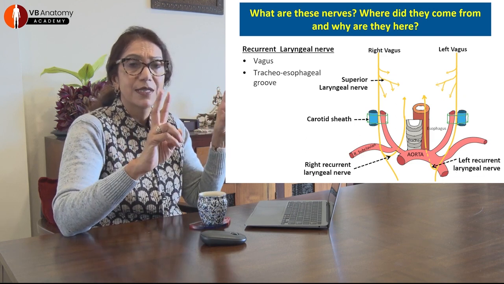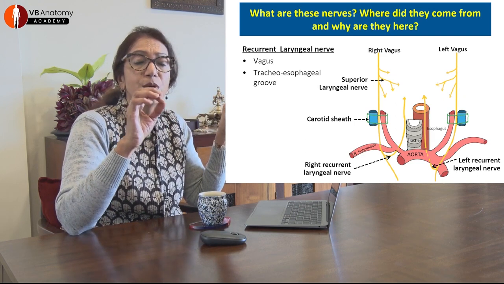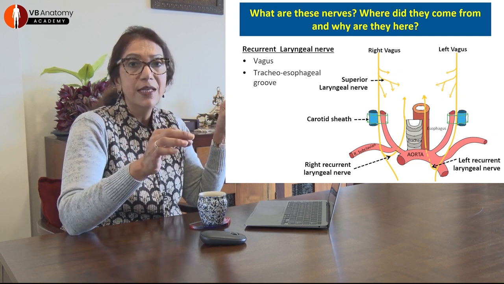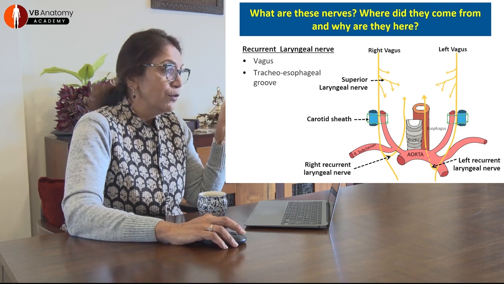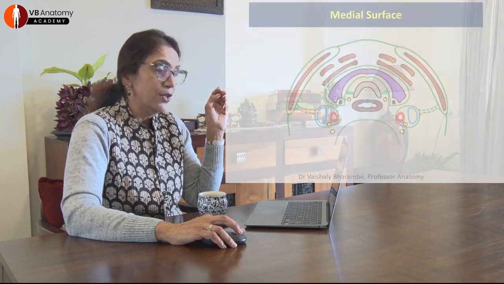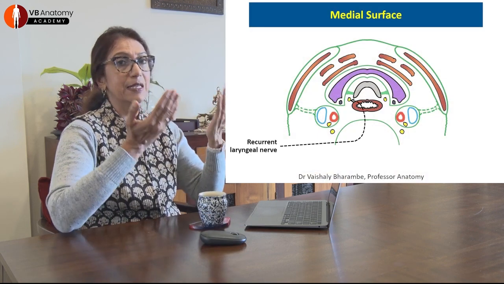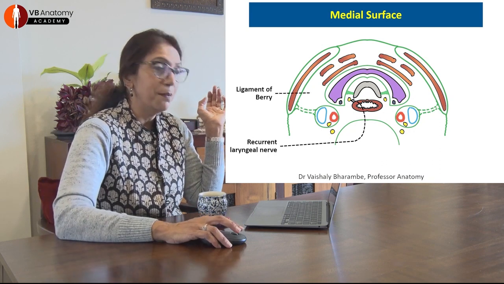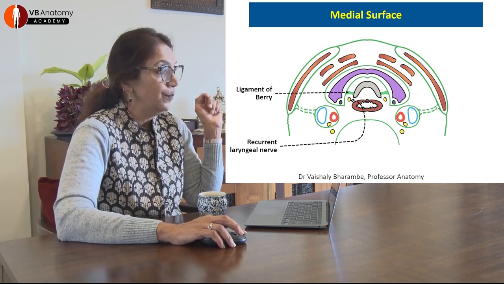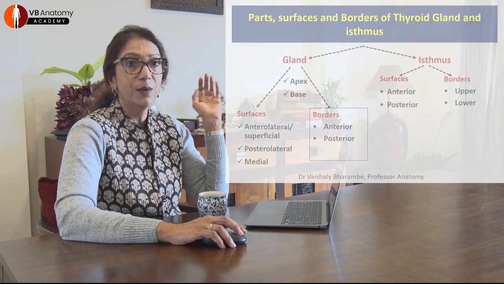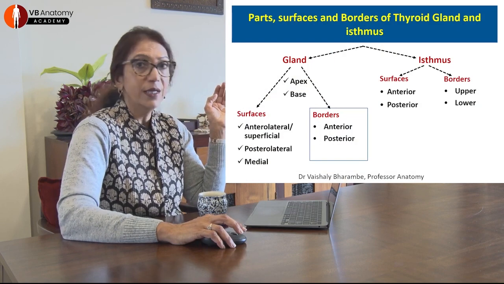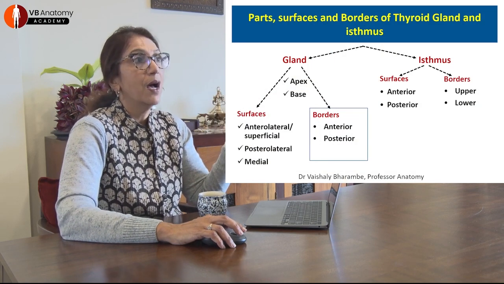So that's the difference. Both recurrent laryngeals are crucial nerve supply to your larynx. You really cannot afford to have this nerve damaged. Okay? So that gives us enough information about both the nerves. Let's now talk about one last relation. Recurrent laryngeal nerve lies behind the ligament of Berry, as you can see here. Right. So we've done the surfaces also. Let's go to the borders. There is an anterior border and there is a posterior border. How do I know, ma'am?